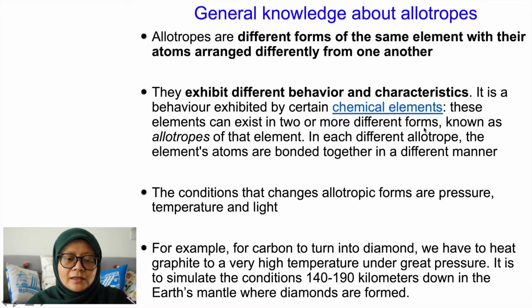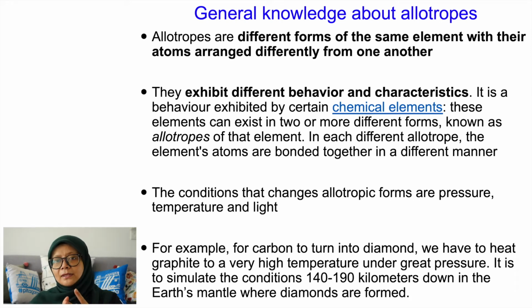It is a behavior exhibited by certain chemical elements, and these elements can exist in two or more different forms known as allotropes of the element. In each different allotrope, the element's atoms are bonded together in a different manner. The conditions that change the allotropic forms are usually pressure, temperature, and also light.